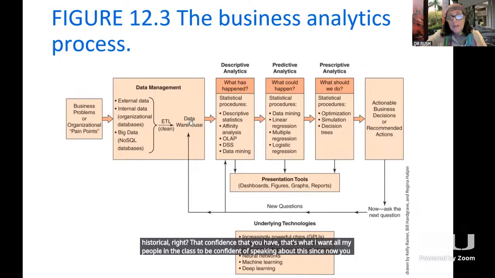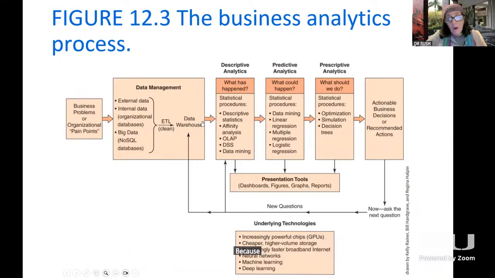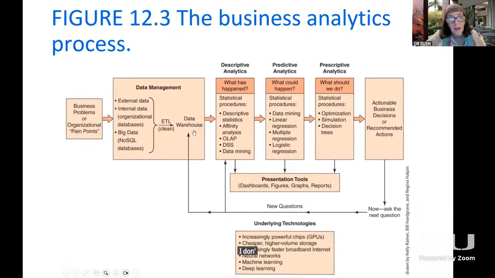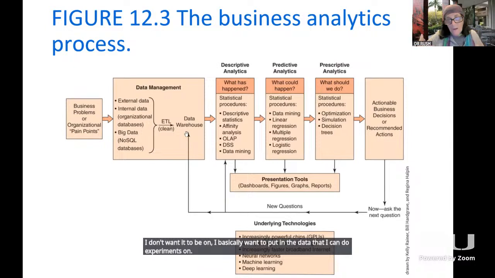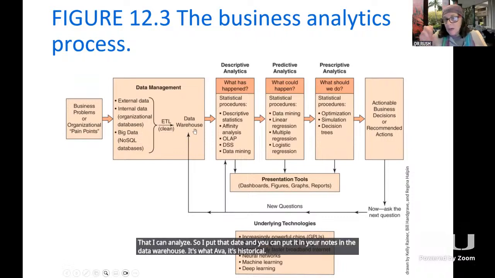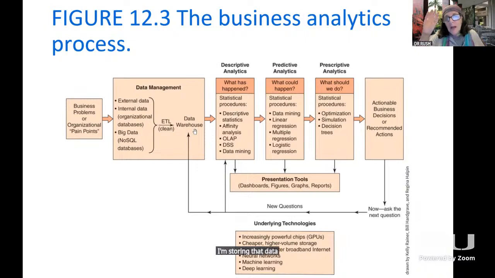Why? Because we want to test out the data. So I don't want the data to be real time like inventory data. I basically want to put in the data that I can do experiments on, that I can analyze. So you can put it in your notes: in the data warehouse, it's historical. I'm storing that data to be able to do some type of analytics on it.